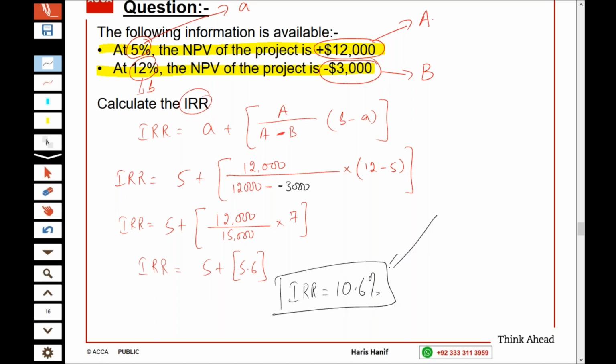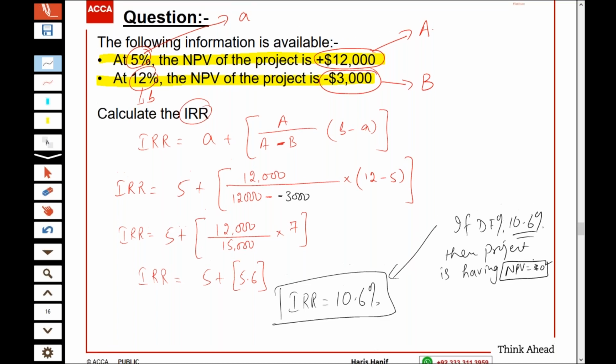So that means if the discount factor is 10.6, then the project is having NPV as 0.